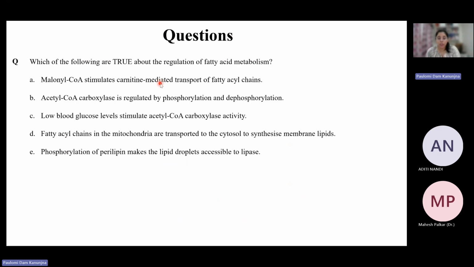Last question before we move on to the next part for today's session. It's about the regulation of fatty acids. So think about the products, and then think about whether it will activate or inhibit.